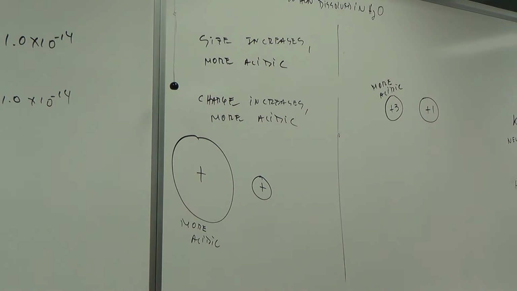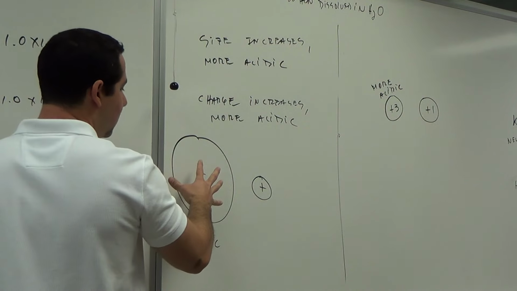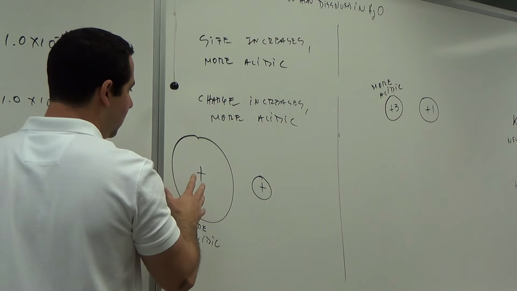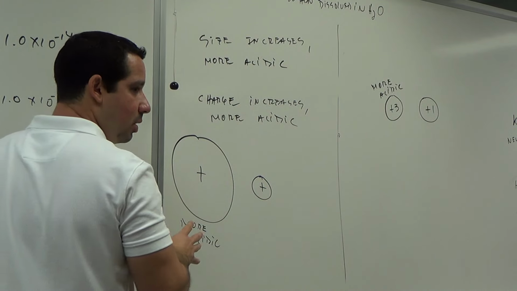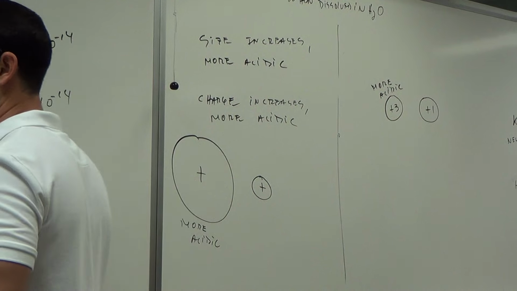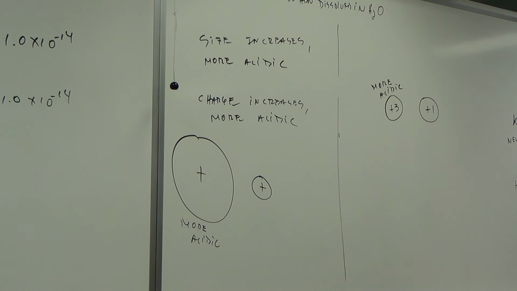Of course, since knowing the size of the cations is a 1045 topic, I don't ask you on the test. But if I draw a picture like this, I expect you to know which one is more acidic based on the size and the charge. Okay.